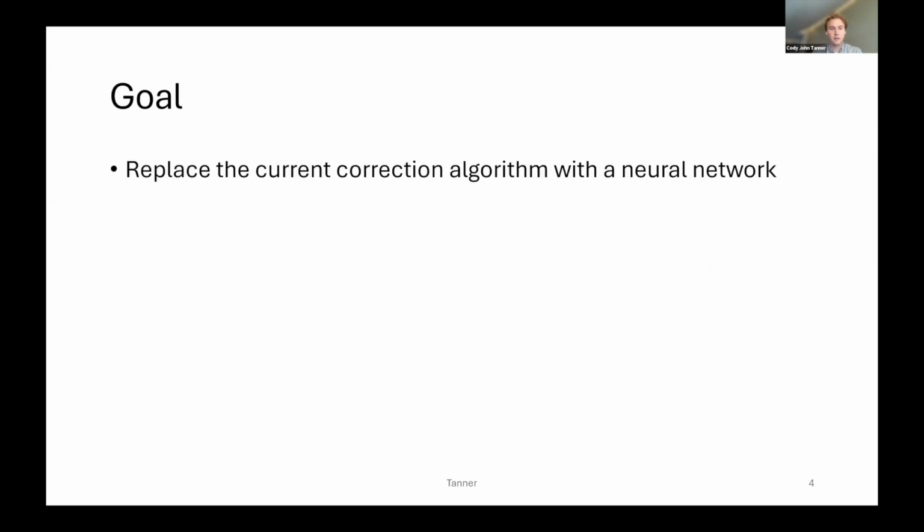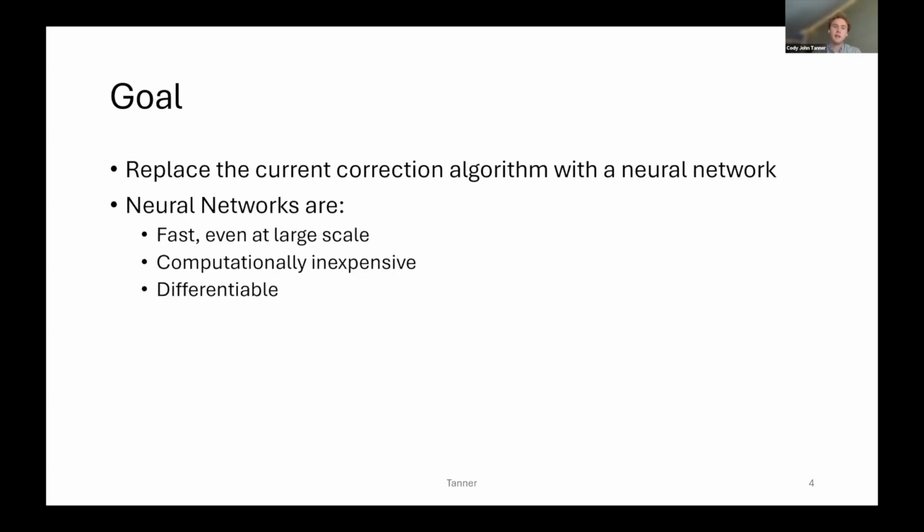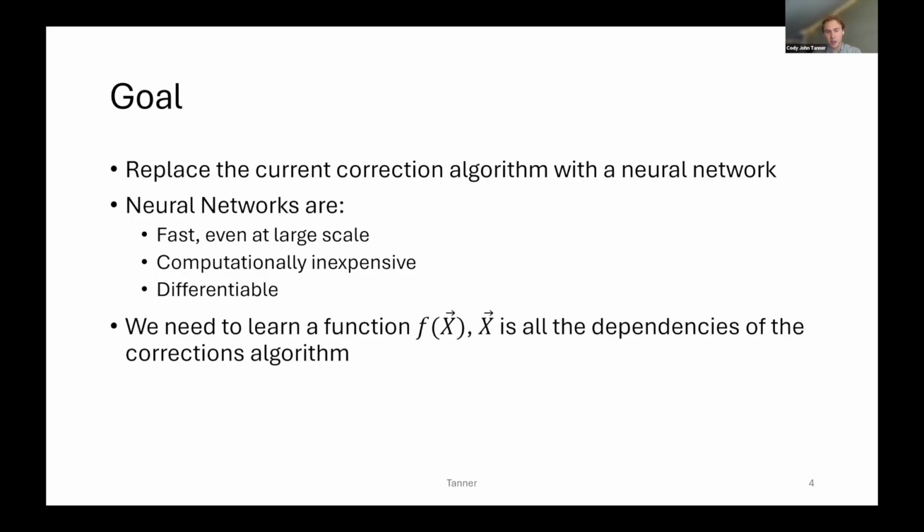We can solve these by replacing the current algorithm with a neural network. Now, neural networks are fast, even at large scale, computationally inexpensive, and differentiable. They essentially boil down to matrix multiplication. So we need to learn a function f(x), where x is all the dependencies of the correction algorithm. So the pT, the eta, the energy, and many different event level variables as well.